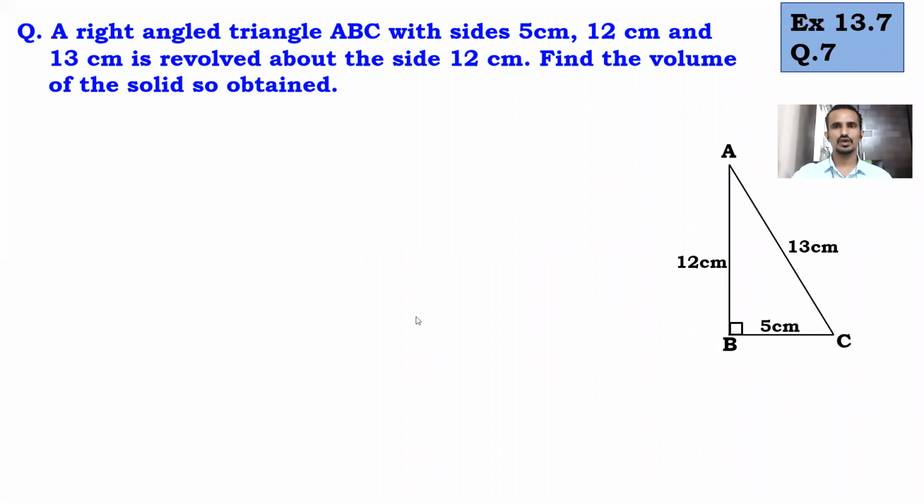The next question that we are solving is exercise 13.7, question number 7. Now this is also a slightly different but very interesting question. Let's see the question. A right angle triangle ABC with sides 5 cm, 12 cm and 13 cm is revolved about the side 12 cm. Find the volume of the solid so obtained.